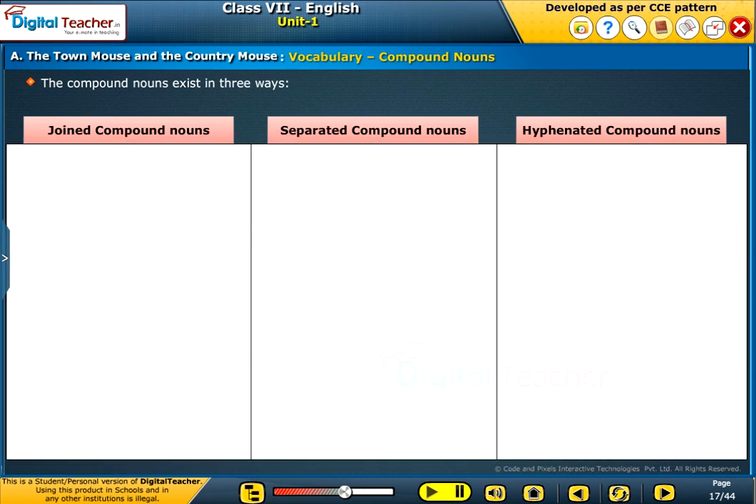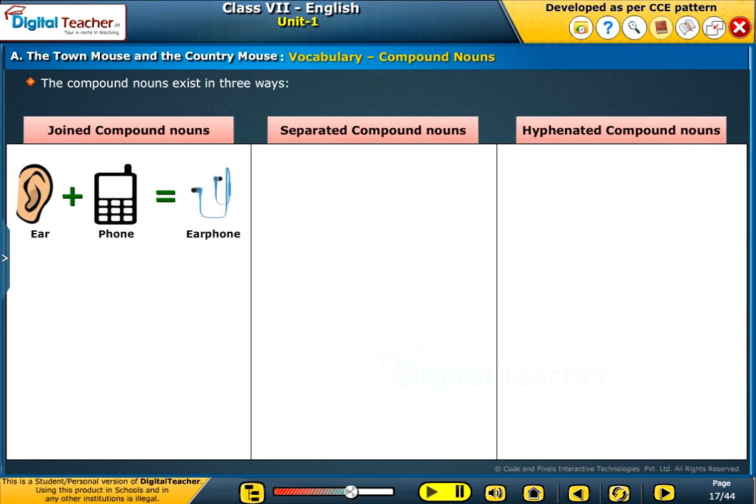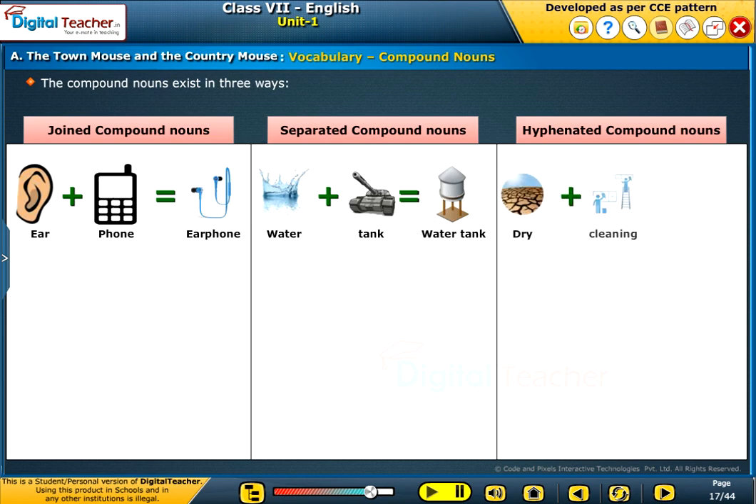Combination of two words, ear and phone, gives a compound noun, earphone, which is a joined compound noun. Combination of two words, water and tank, gives a compound noun, water tank, which is a separated compound noun. Combination of two words, dry and cleaning, gives a compound noun, dry-cleaning, which is a hyphenated compound noun. Now, let us see a few more examples.